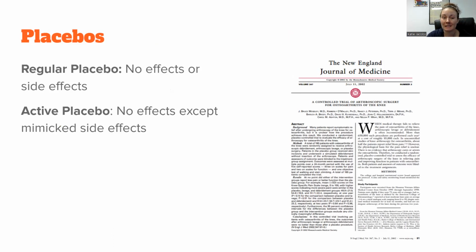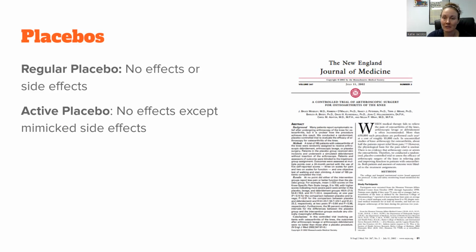An active placebo, though, doesn't have any effects except that it mimics the side effects of whatever the actual treatment is. And so if you have a treatment, like a pill that you're trying to test the effects of, and one of the side effects is dry mouth, then the active placebo would have no other side effects except for dry mouth.